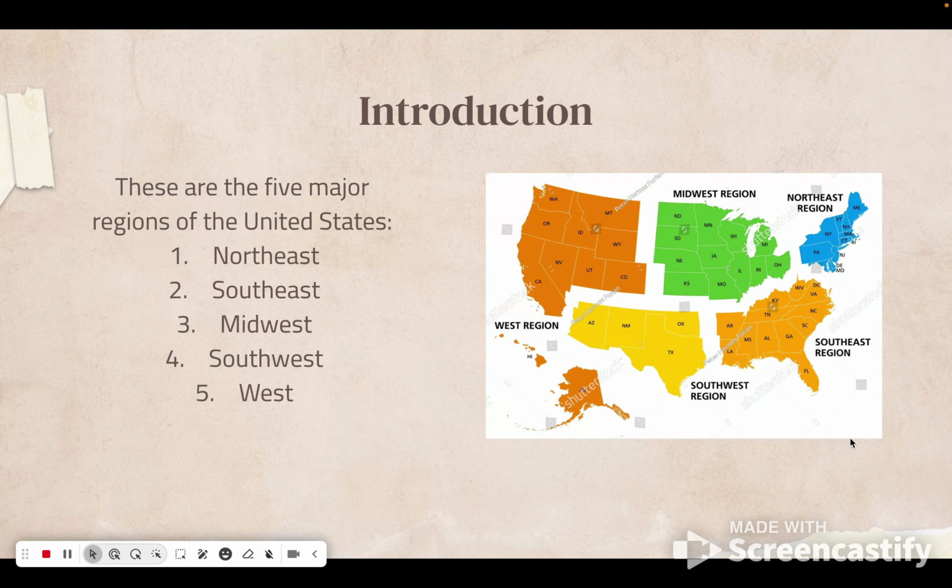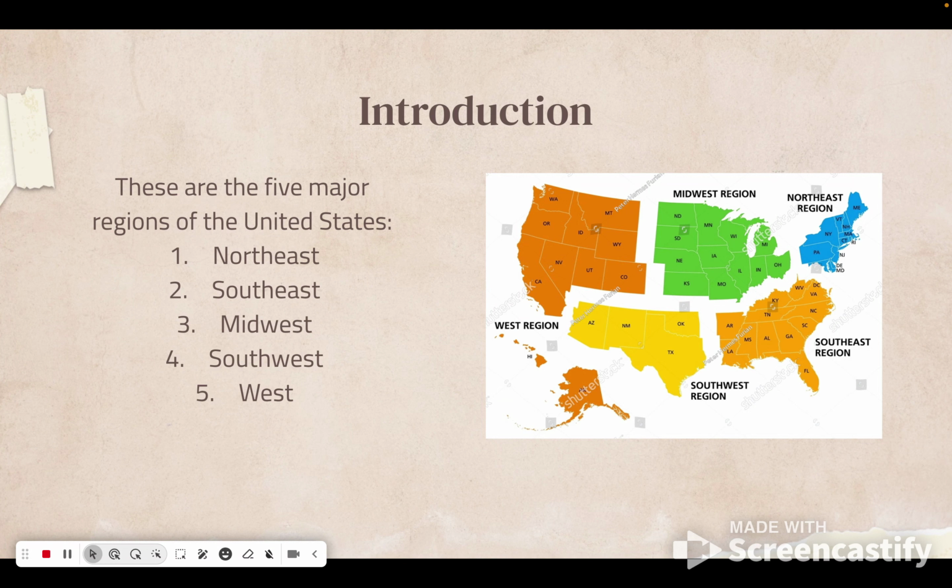Alright, moving on. Here is our introduction, and there are 5 major regions of the United States. So starting on the right side, our blue section is called the Northeast region. It has states like New York, Pennsylvania, and New Jersey. Right below that is the Southeast region, and this consists of most of the southern states, so Alabama, Georgia, and Florida. Above that is the Midwest region, where our home state, Ohio, is found, and bordering states such as Indiana and Michigan. Again, that was the Midwest region.